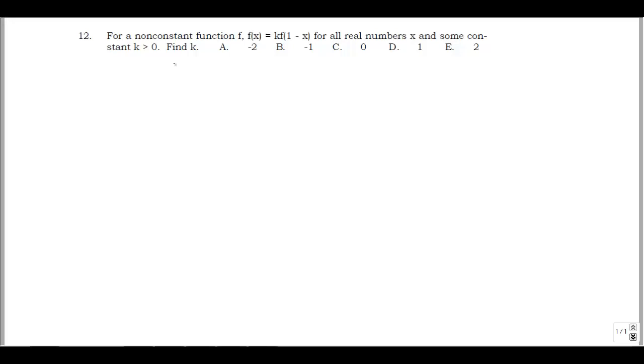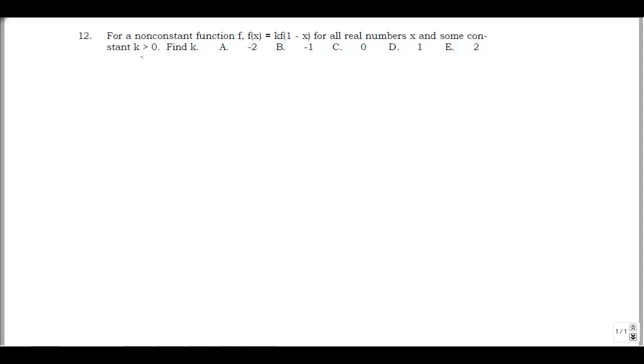So this is problem 12 from the 2015 Spring AMATYC Student Math League contest. The question states: for a non-constant function f, f of x equals k times f of 1 minus x for all real numbers x, and some constant k greater than 0, find k.